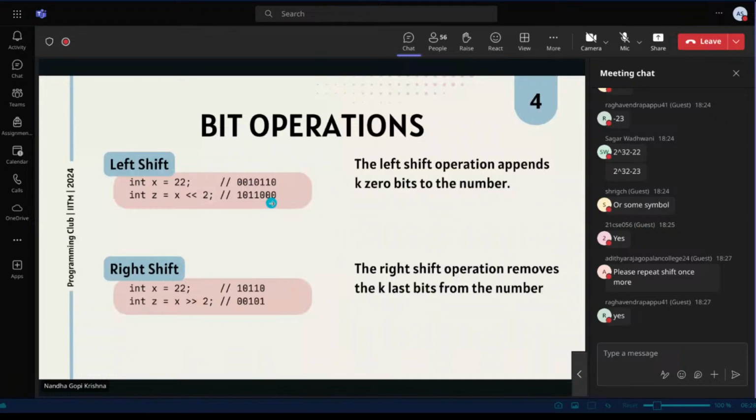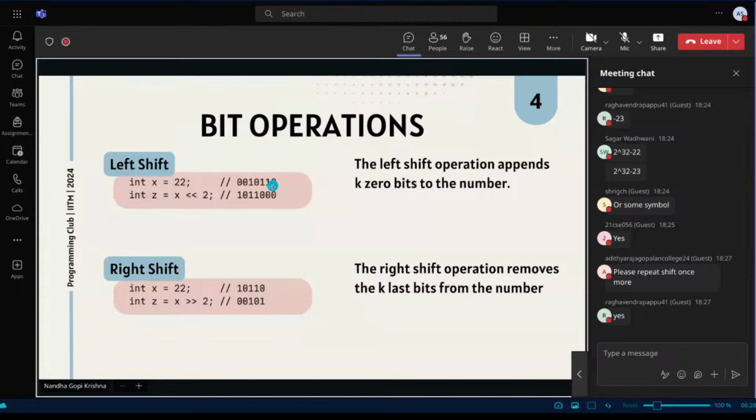In decimal, you can think of it as multiplying by 10 power k. Over here in binary, it is the same as multiplying it by 2 power k. Okay, over here k is 2 because I'm shifting it to the left by 2. So you have this 1 0 1 1 0. What happens if you shift it left twice? This entire block gets shifted left, and we have two zeros added to the end.